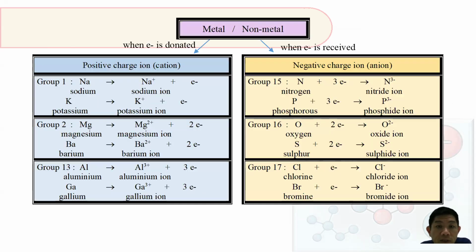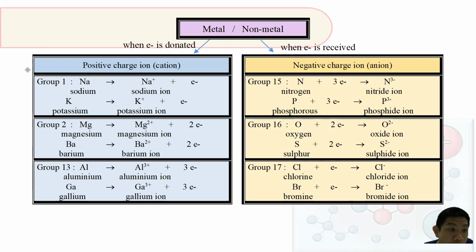So as we already know that elements can be generally categorized as metal and non-metal, and I will put metalloid also as a non-metal. So when an element donates electrons, it will form a positively charged ion. So most of the time, these elements are usually metals.